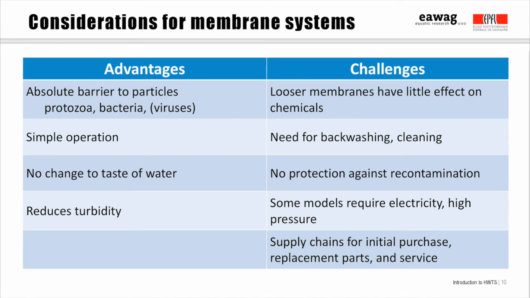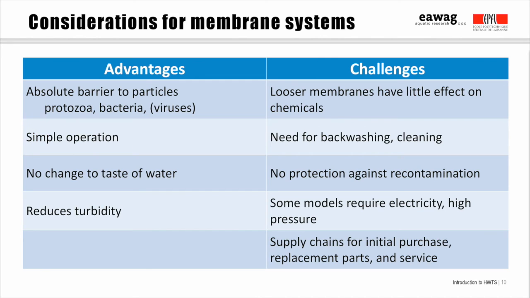Membrane filtration, like all treatment processes, has advantages and challenges. One of the main advantages is that the membrane provides an absolute barrier to particles as long as system integrity is ensured. Most of the membranes can exclude protozoa and bacteria easily, and the tighter membranes can also exclude viruses. However, the looser membranes, such as microfiltration and ultrafiltration, have little effect on chemicals directly, though some chemicals may be removed along with the particles or can absorb onto the membrane surface.